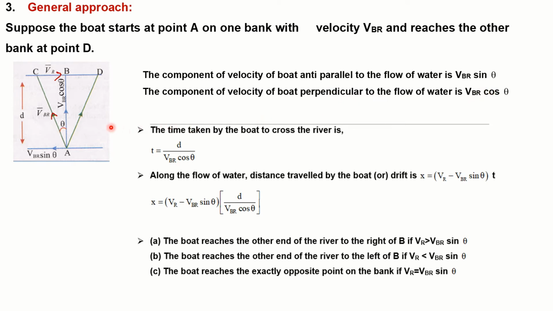But let's find the different cases. The time taken by the boat to cross the river. First, the boat wants to cross the river. So the distance is d, students, and the component is V_BR cos theta.